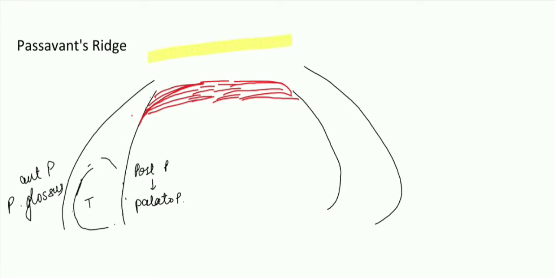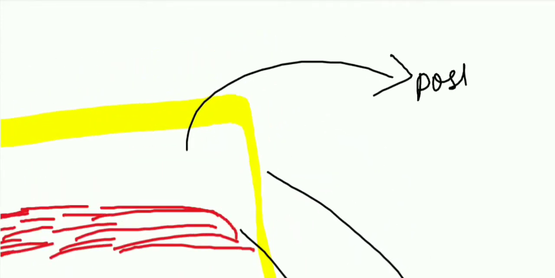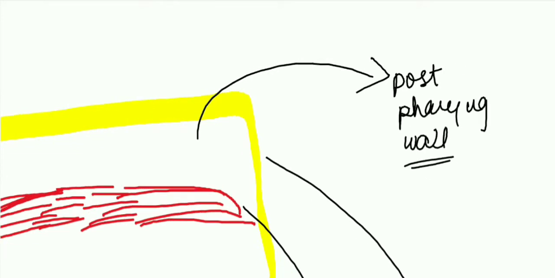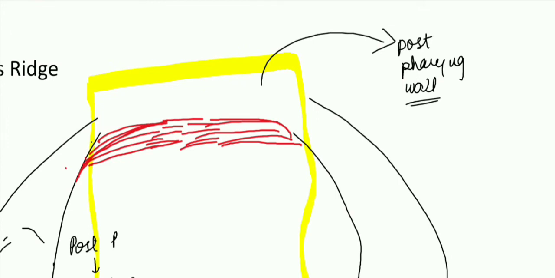Now can you name this area that's being highlighted? Yes, it's the posterior pharyngeal wall. Now try to recollect which external muscle will be present in this wall at the level of oropharynx.